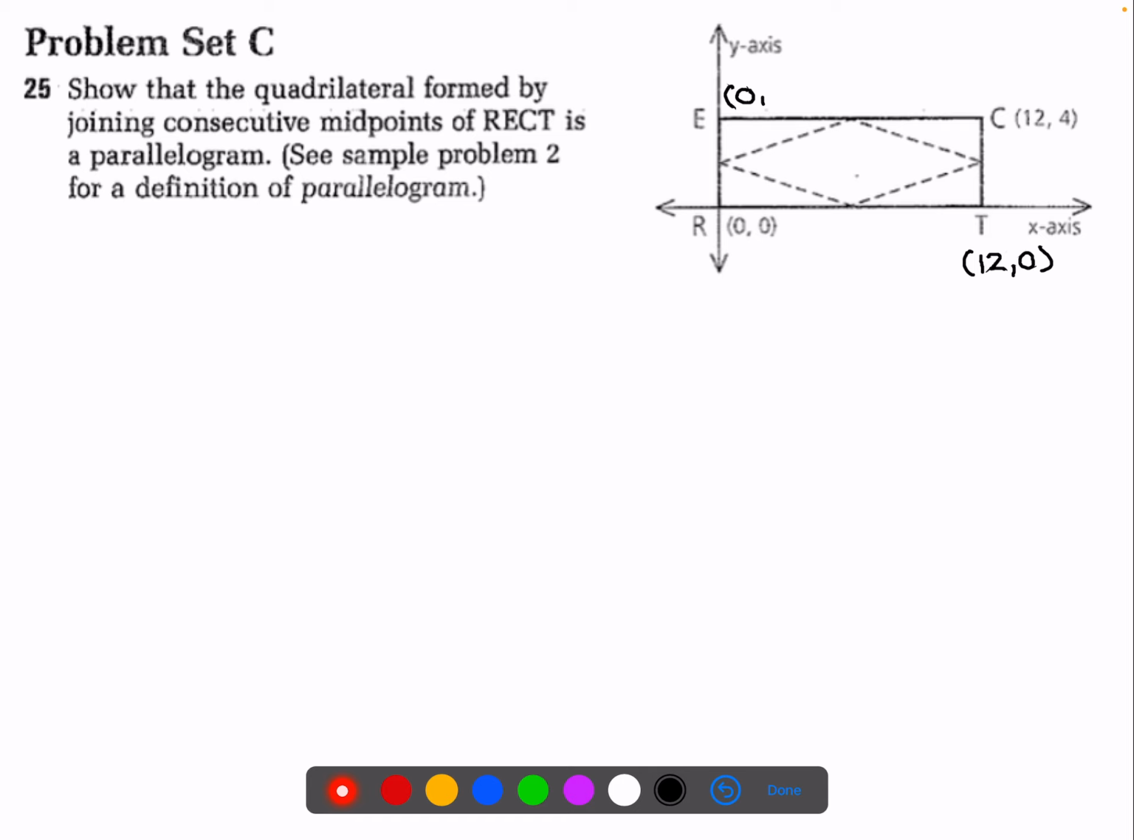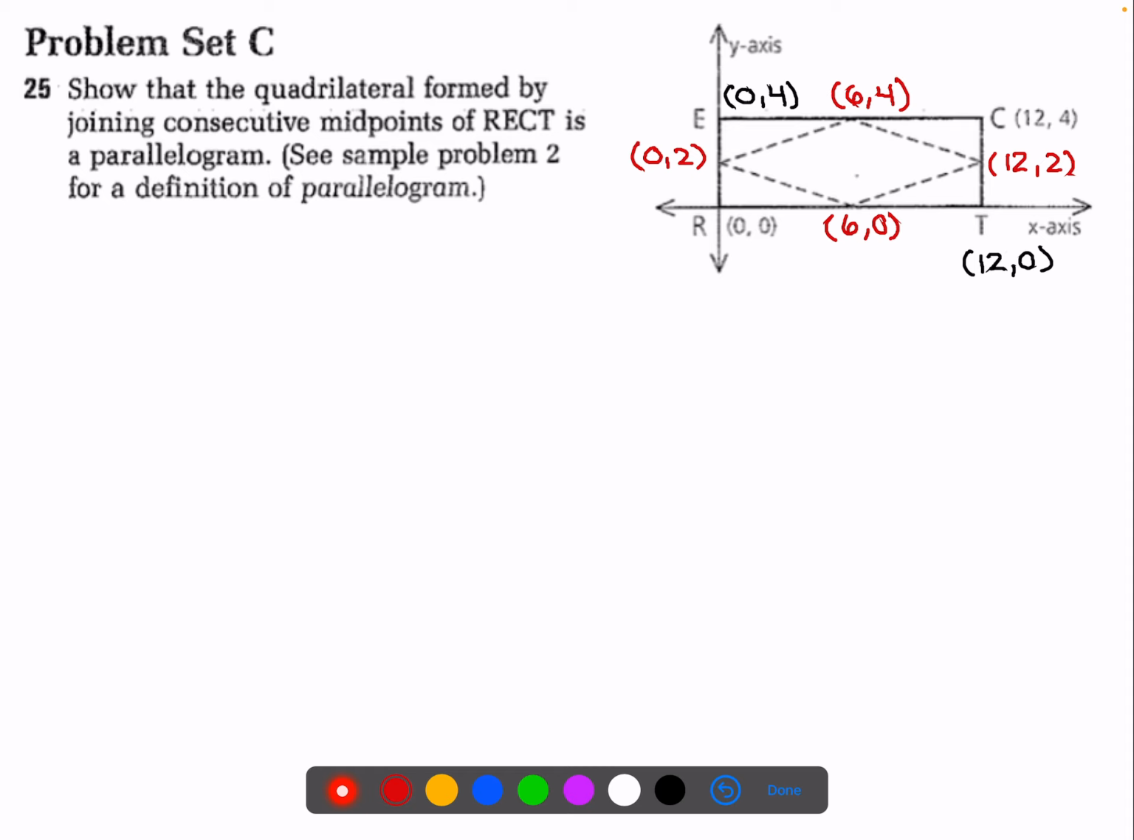Point E should be 0, 4, which makes it very easy for us to find these midpoints. This midpoint should be 12, 2, halfway up, right? This midpoint should be 6, 4. This midpoint down here is 6, 0. This midpoint to the side is 0, 2. So we now have all of our midpoints.